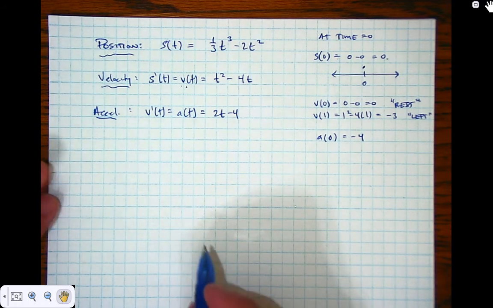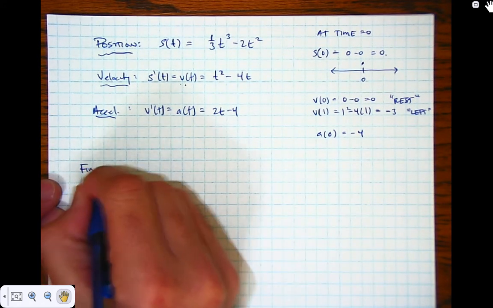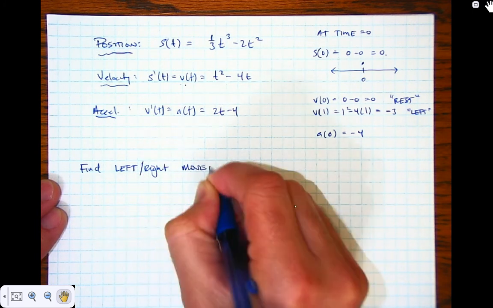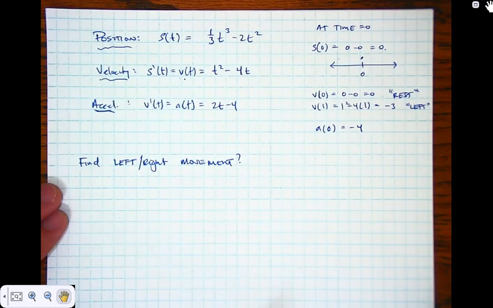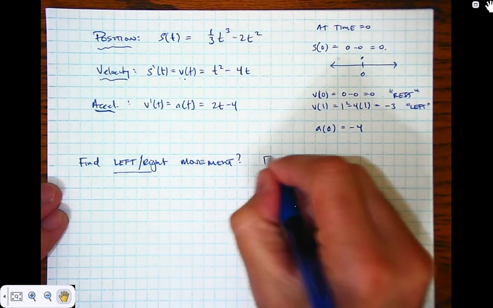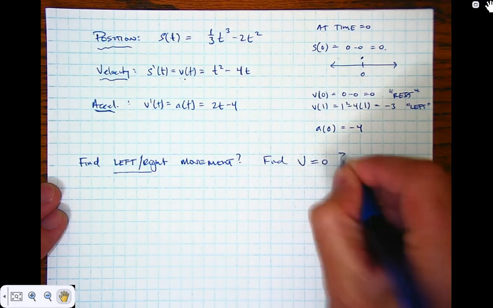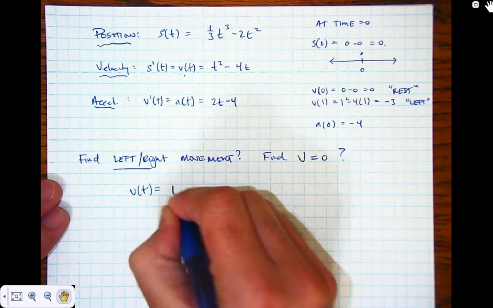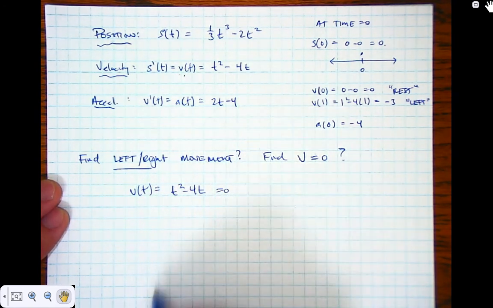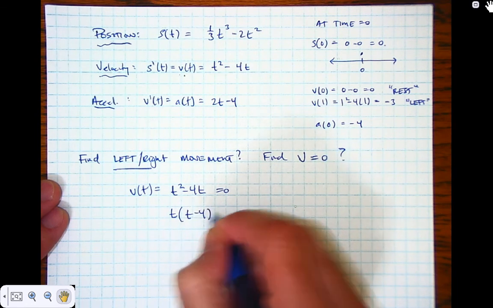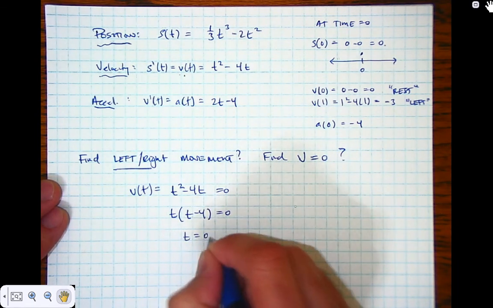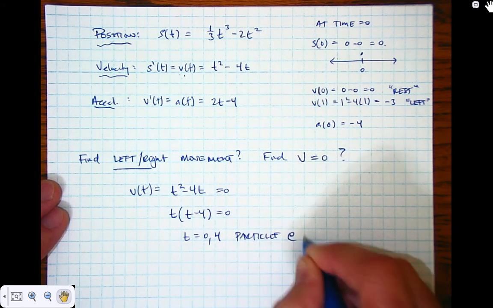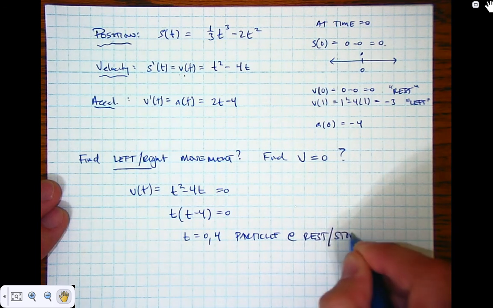Okay, so what if they say find left and right movement? If they want to know about finding left and right movement, you better first find where this velocity is equal to 0. You need to know where it is at rest. And so if you start with your velocity function, which was t squared minus 4t, and you set it equal to 0, you get t times t minus 4 equals 0. And so at time values of 0 and 4, the particle is at rest or stopped.